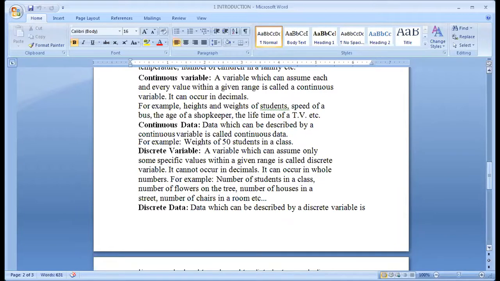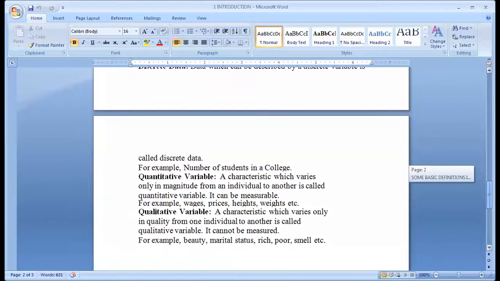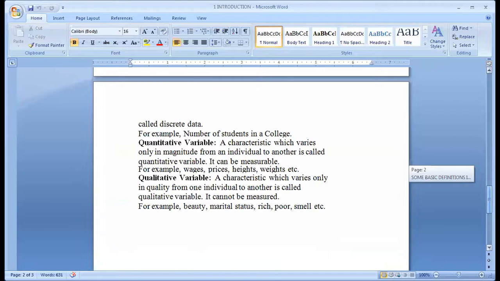While that integer, number of family members and all, that type of variable is termed as discrete variable because it takes only discrete values. Discrete variable, a variable which can assume only some specific value within a given range is called discrete variable. It cannot occur in decimals. It can occur in whole numbers. For example, number of students in a class, number of flowers on a tree, number of houses in a street, number of chairs in a room, etc. So discrete data which can be described by discrete variable is called discrete data. Number of students in a college.